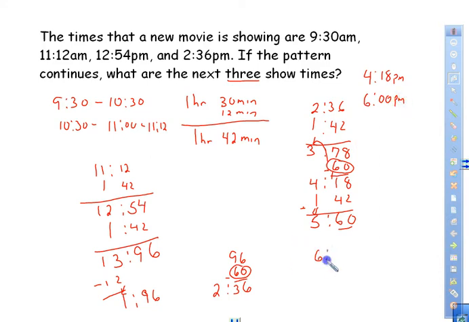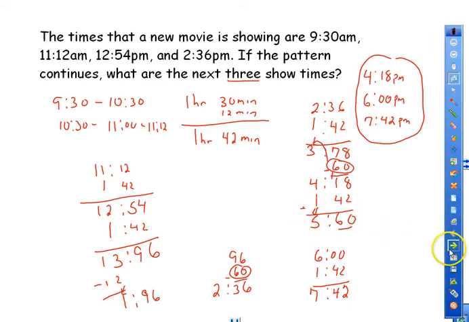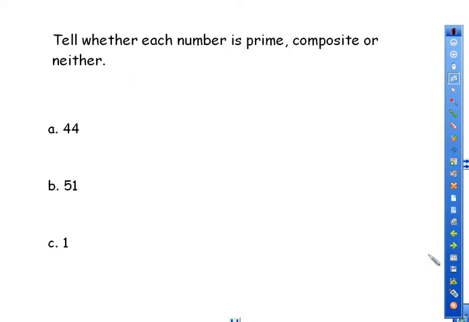And we can take my 6 o'clock and add 1 hour 42 minutes and get 7:42 p.m. Those are my 3 showtimes that follow. Okay. Again, please take note if you're uncertain of those. Let's look at the next one.